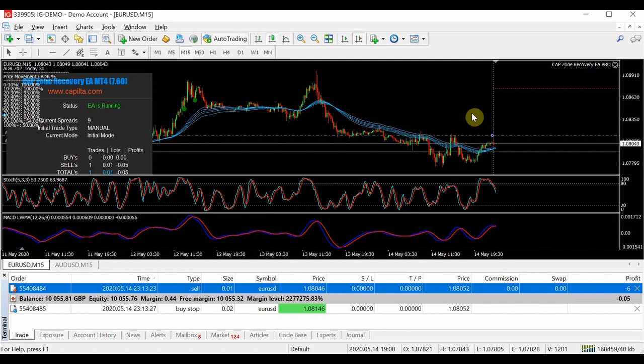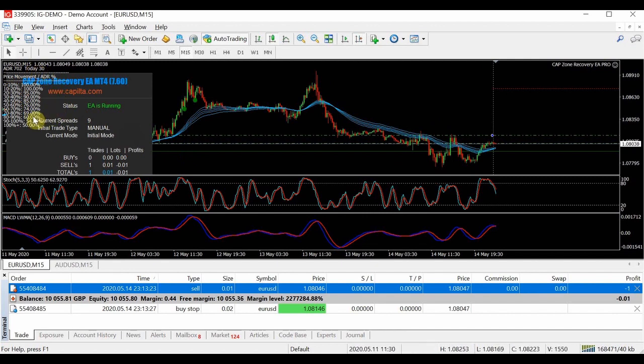So again, it's not guaranteed to happen. This currency pair can continue to go up, but I'm quite confident that the main direction of this trend is down, as you can see that we've been in the downtrend now since the 13th of May, which was yesterday.